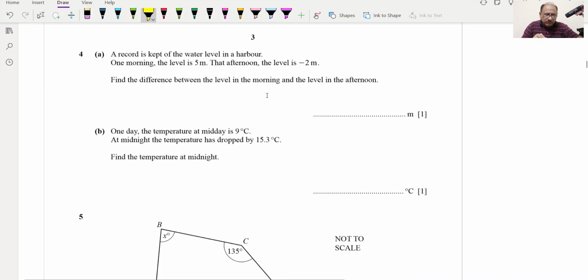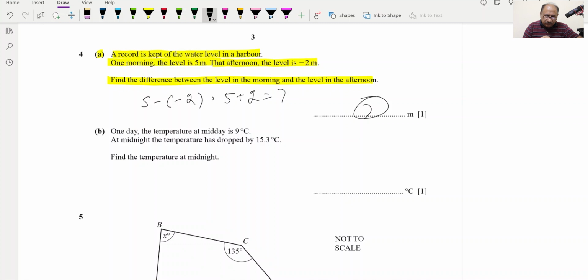Question number 4 says, A part, a record is kept of the water level in a harbor. One morning the level is 5 meters. That afternoon the level is minus 2 meters. Find the difference. So the difference will be 5 minus minus 2, so this will be equal to 5 plus 2, which is 7, so the answer will be 7. Again a 1 mark part, 7 meters.